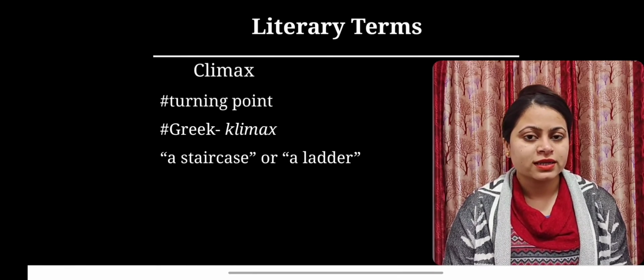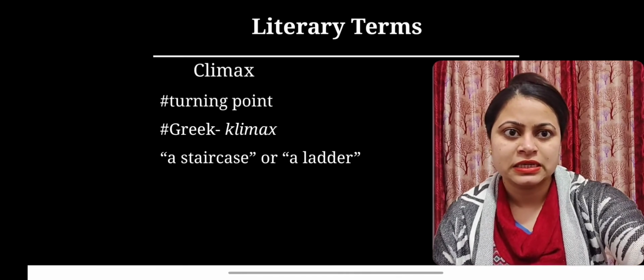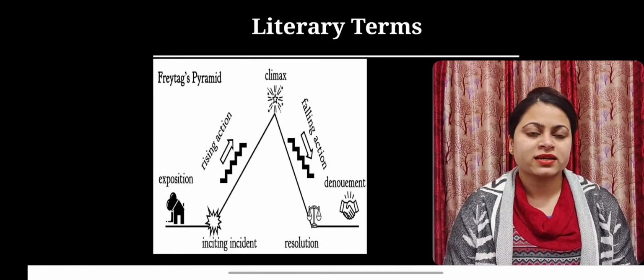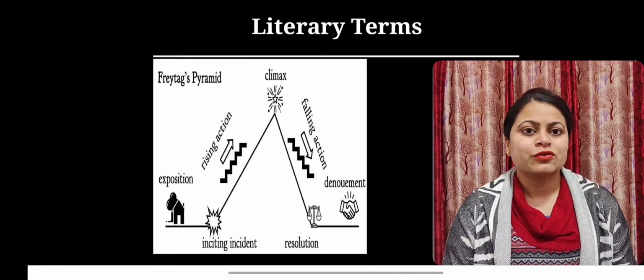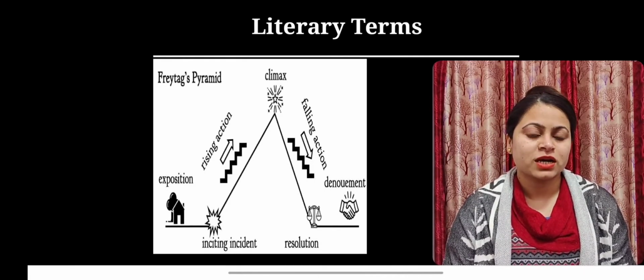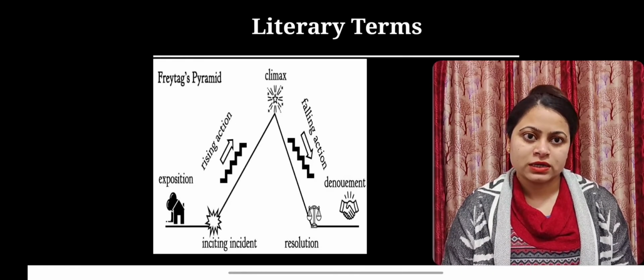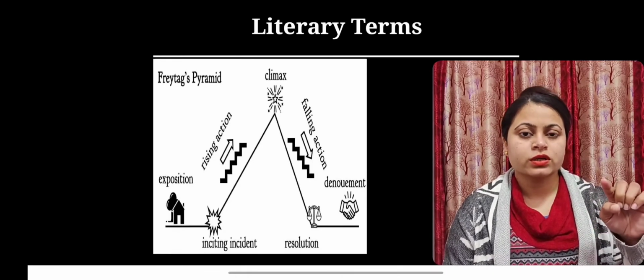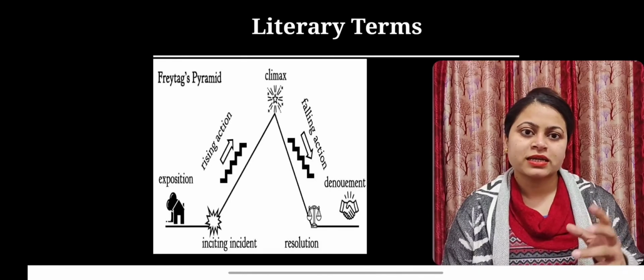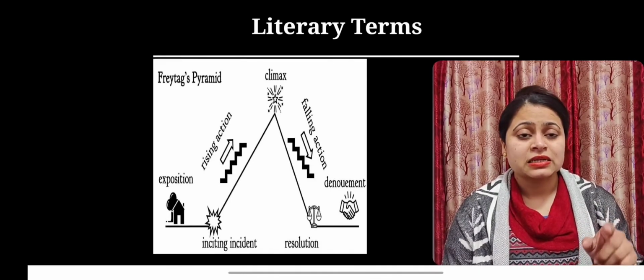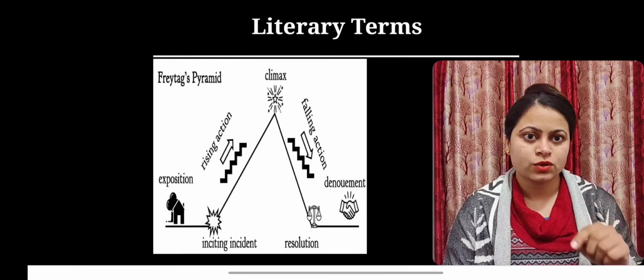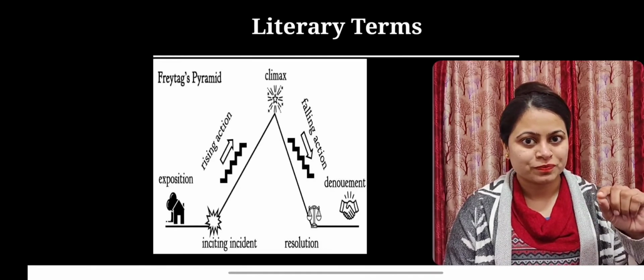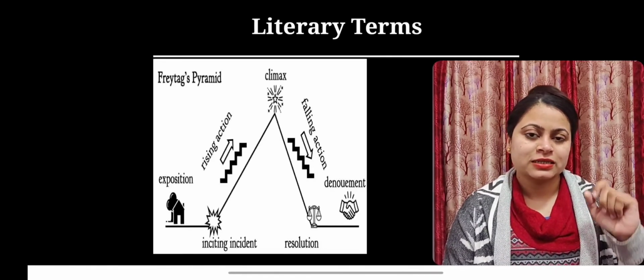Now in the context of this etymology, a staircase or ladder, we can see this diagram. This diagram is known as Freytag's pyramid, which is named after the German writer Gustav Freytag. In reference to the ladder or upstairs, we can sense that the climax resounds the upward movement of the actions in the plot.